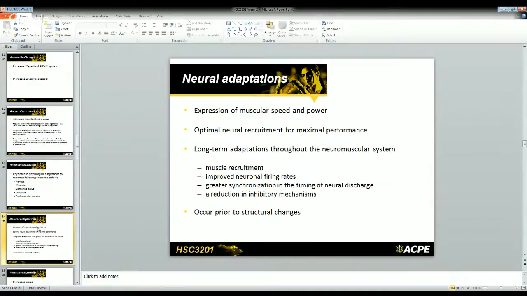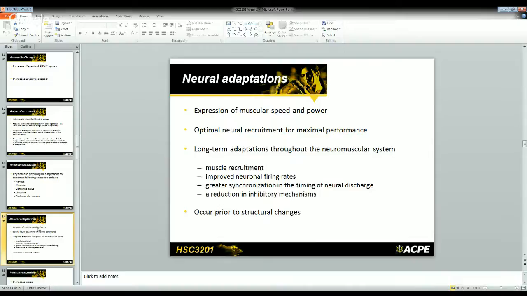I was talking about neural recruitment. So in other words, the brain or the central nervous system firing off a signal to recruit the maximum amount of motor units or muscle activation within the select muscle group. Long-term adaptations that come with the neuromuscular system include training with the muscle recruitment, improved neural firing rates, or in other words, sending out those signals, synchronization and timing, so our coordination patterns, and a reduction in inhibitory mechanisms.